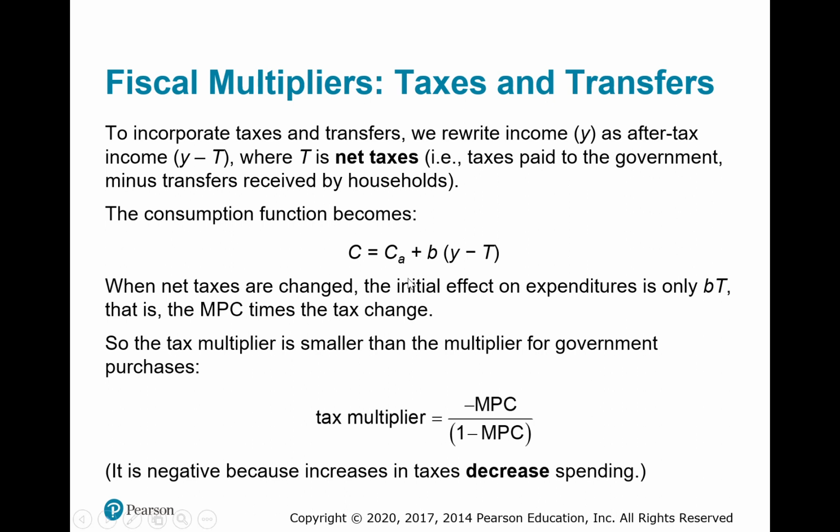All right, so when net taxes are changed, the initial effect on expenditures is only by the change in T. But that is if the multiplier times the marginal propensity to consume, times the tax change, as if Y is not in the picture.